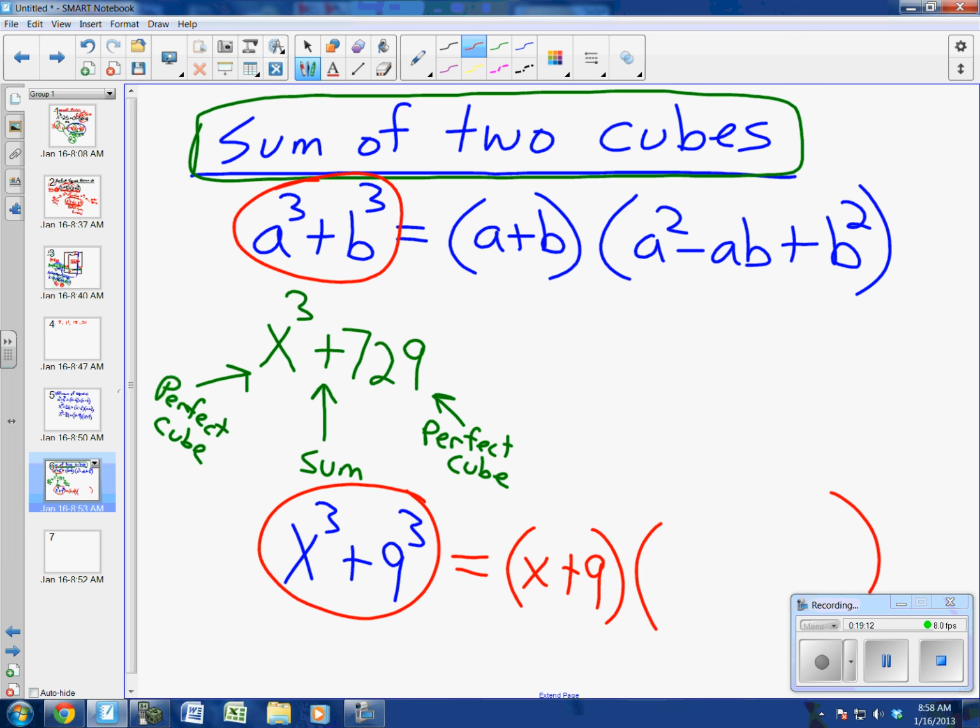And right here, once again, wherever there's an a, what am I going to put? So what am I going to write? X squared minus x times 9, we would write as 9x, plus b squared, 9 squared, which is 81. Can you guys handle that formula? Can you handle it? All right, raise your hand if you can handle this.